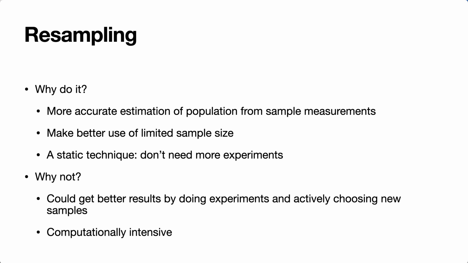Oftentimes in the case of things like cross-validation, they're about making better use of a limited sample size, but they also are fundamentally like as if we are doing an experiment and observing an empirical distribution when we're talking about something like a Monte Carlo. Okay, we're going to get into this.